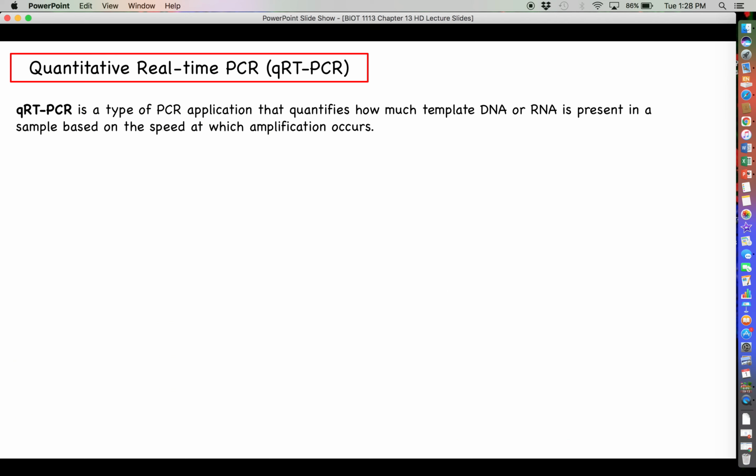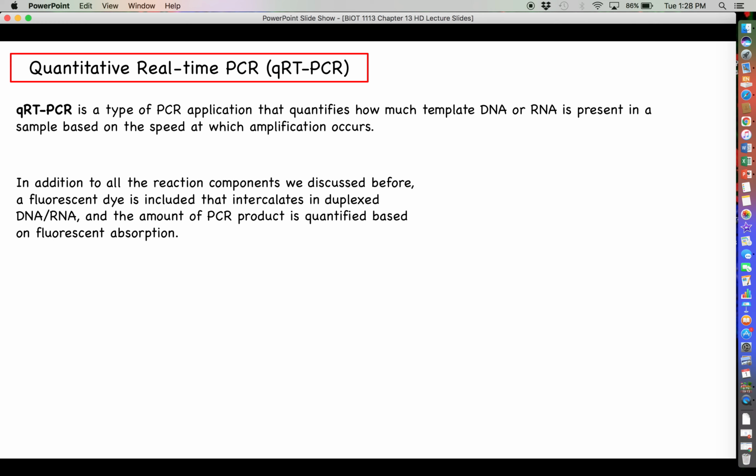The first thing that we're going to talk about is a super duper application of PCR called QRT-PCR, or Quantitative Real-Time PCR. QRT-PCR is a type of PCR application that is not only going to give you the DNA that you want, but it's actually going to quantify how much template DNA or RNA is present in a sample based on the speed at which amplification occurs.